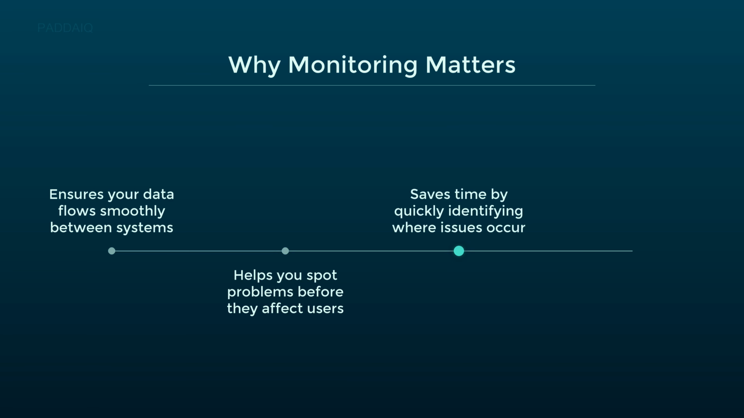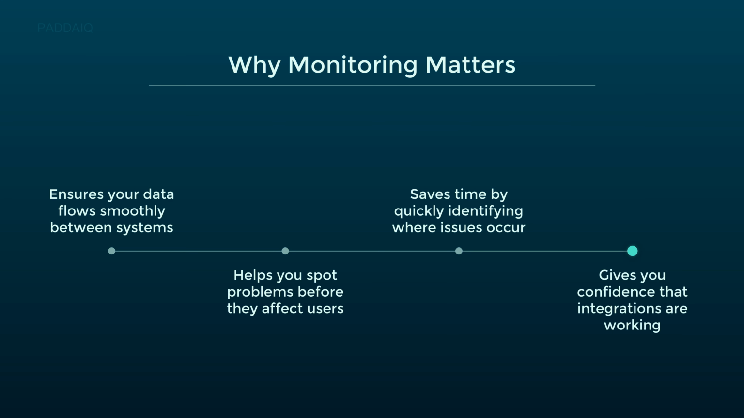It saves time by quickly identifying where issues occur. This means instead of manually checking every component, the system pinpoints the exact problem area for you. For example, if an application is slow, monitoring can immediately show it is a database bottleneck, not the code. This direct targeting eliminates guesswork and accelerates resolution.